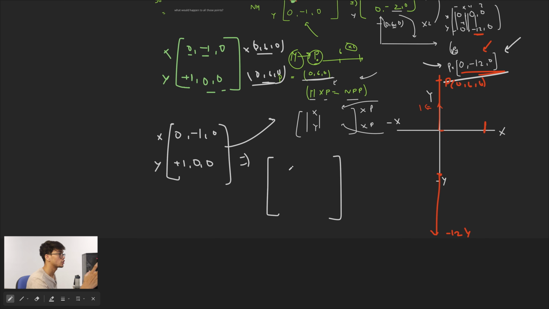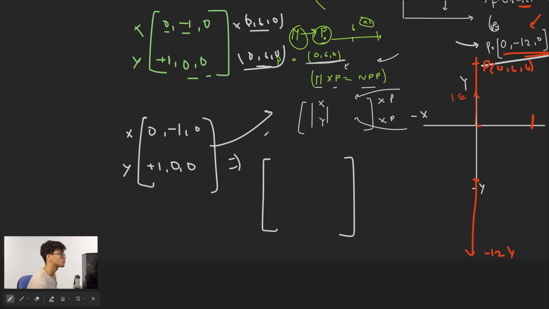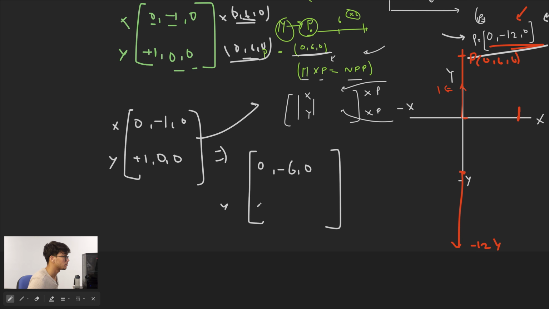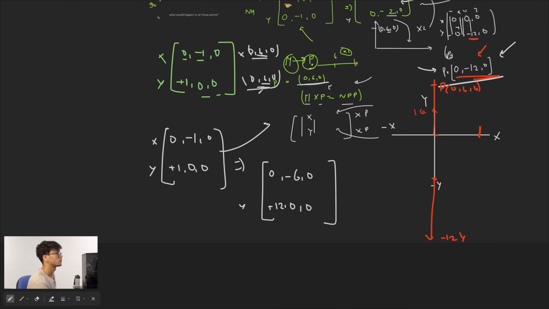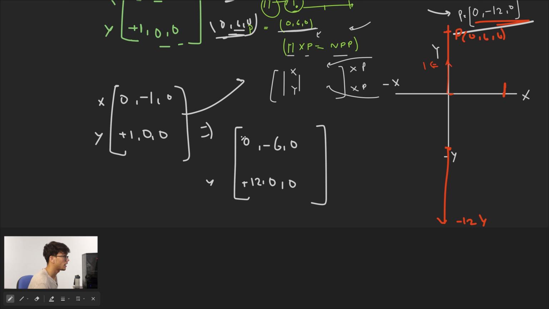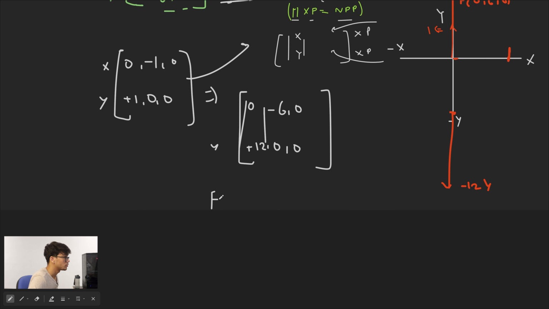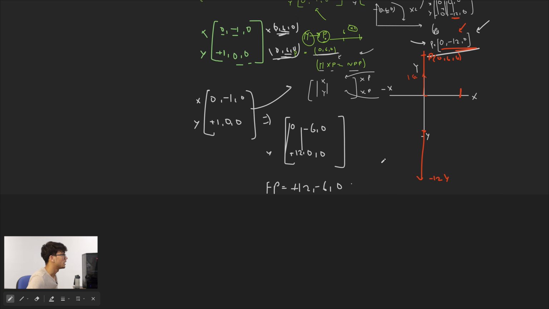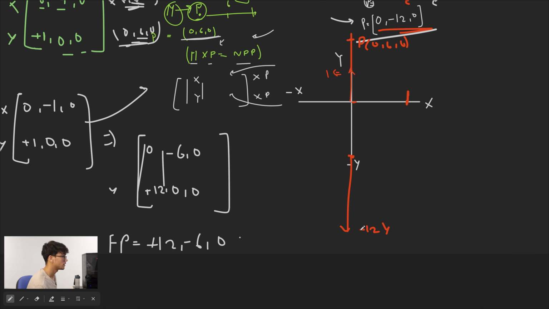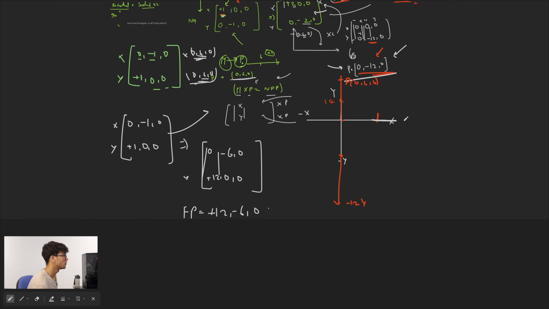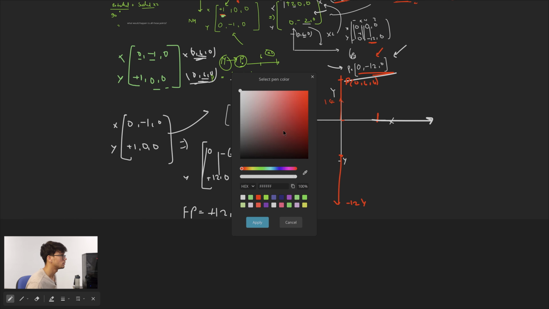So first let's just do the multiplication. So we will get what? We will get 0, we will get minus 6, and we will get 0, and for y we will get plus 12, and we will get 0, and we will get 0, right? This will happen, and now we need to add this. So our final position will be positive 12, minus 6, and 0. And let's do this where it is. So it is here in positive 12, not in minus 12.